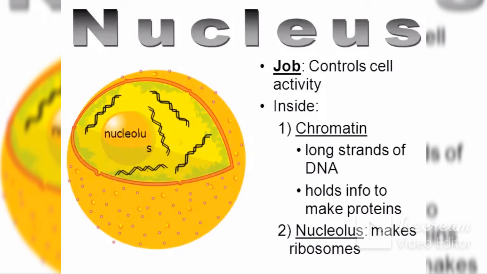Also, inside the nucleus, there's a round object known as the nucleolus. And the job of the nucleolus is to make another part of a cell, another organelle, called the ribosome. So the job of the nucleolus is to make ribosomes, and we're going to see what ribosomes do in just a moment.